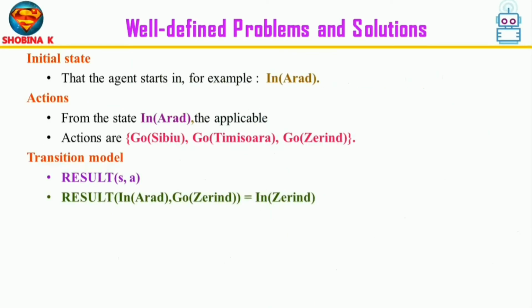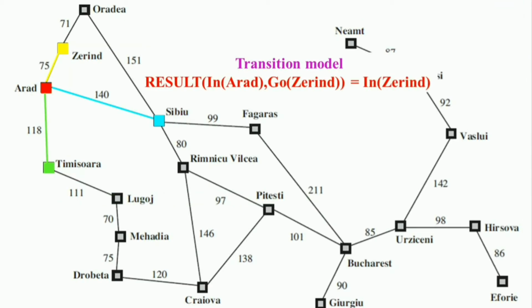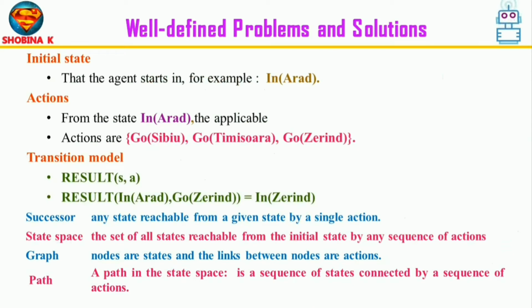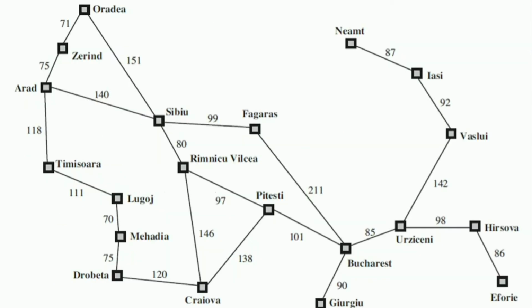And next is transition model, which is a description of what each action does, and it is specified by a function RESULT(s, a). And this function returns the state that results from doing an action a in state s. And here we use the term successor to refer to any state reachable from the given state by a single action. For example, we have RESULT(In(Arad), Go(Zerind)) equals In(Zerind). So the transition model defines how one can shift from one state to another.